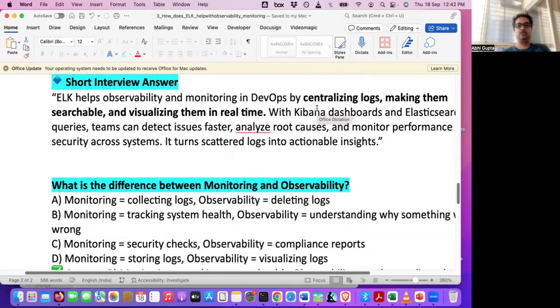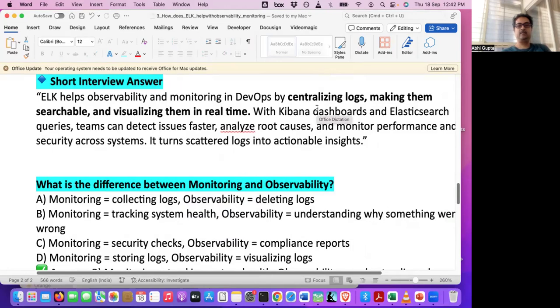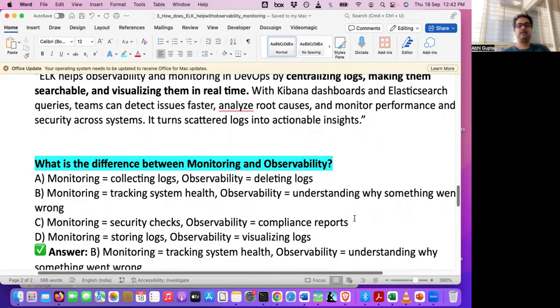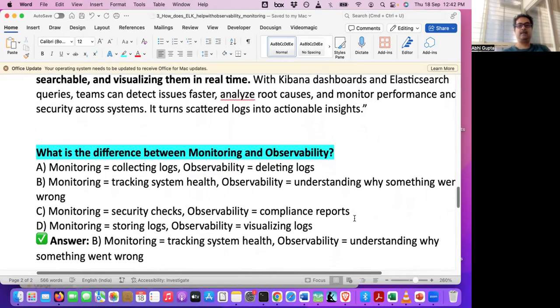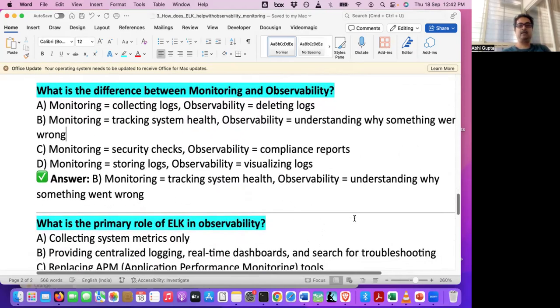Okay, now let's go to today's quiz. You can pause the video and try to answer. What is the difference between monitoring and observability? Monitoring is tracking system health, and observability is understanding why something went wrong. So monitoring is tracking system health, observability is understanding why something went wrong. Answer is B.